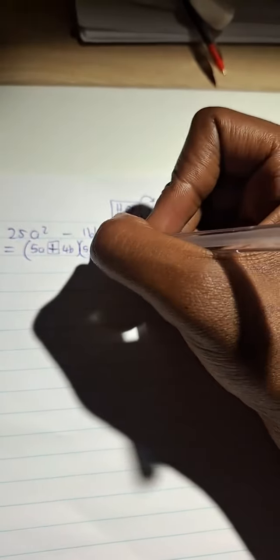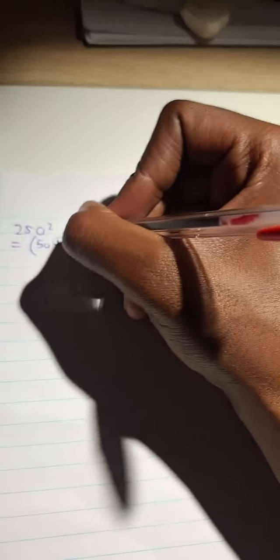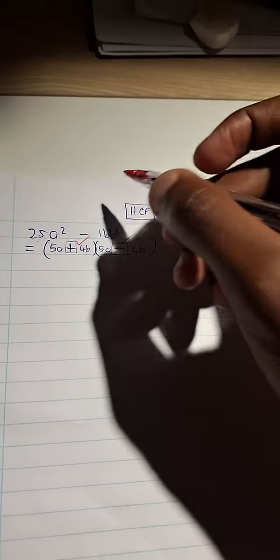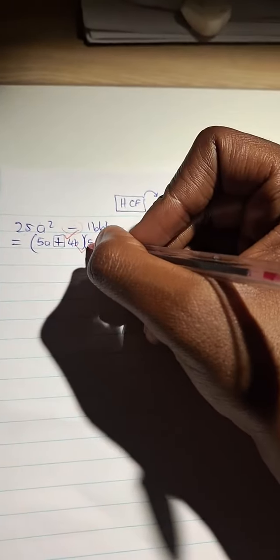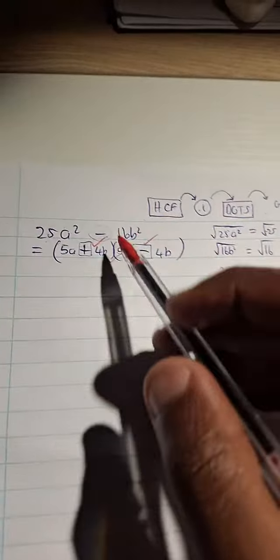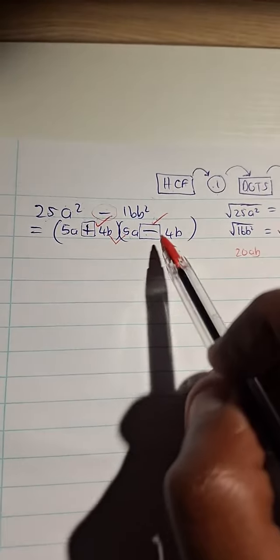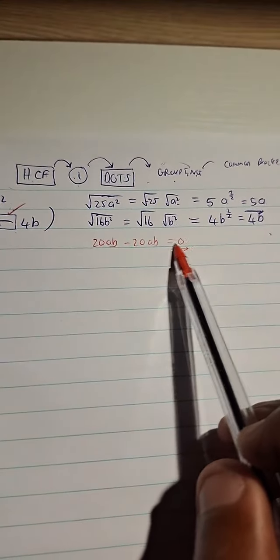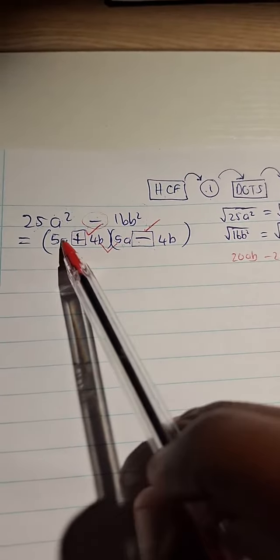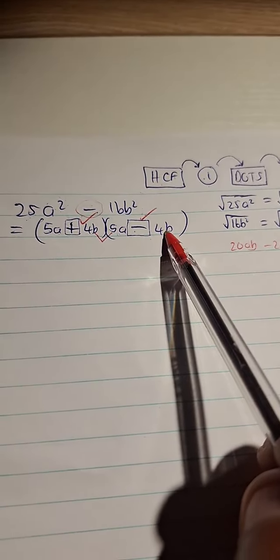This plus and minus sign are relevant because a positive times a negative will give us this negative sign. And the multiplication of this and that gives us 20ab, which is positive, whereas the multiplication of that and that gives us a negative 20ab, which basically means our middle term, we are not going to have one because it will be 0. That's why 25a squared minus 16b squared is factorized in this way.